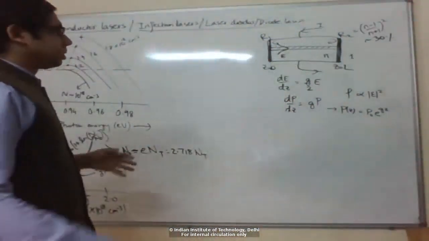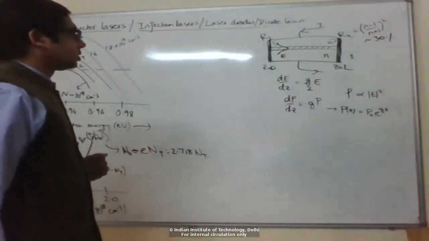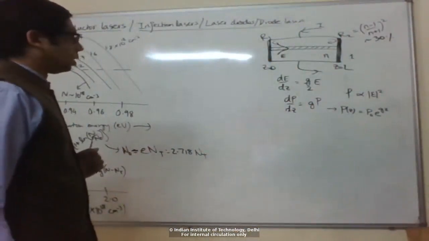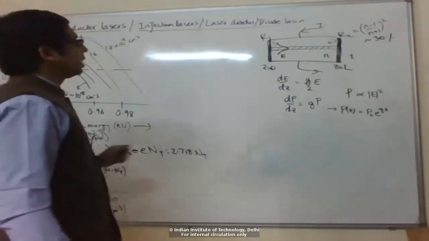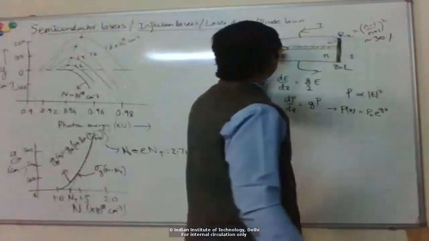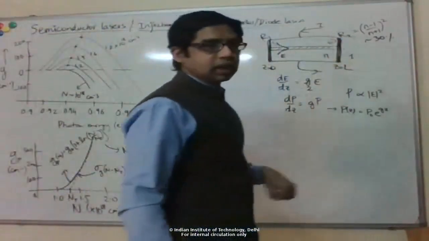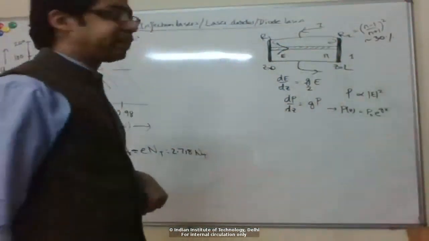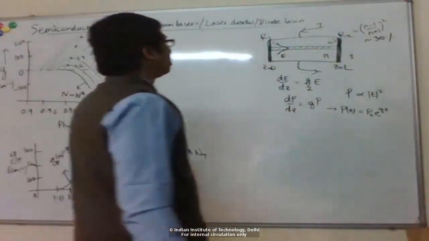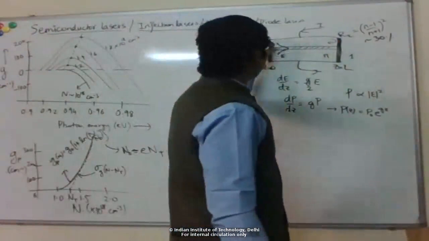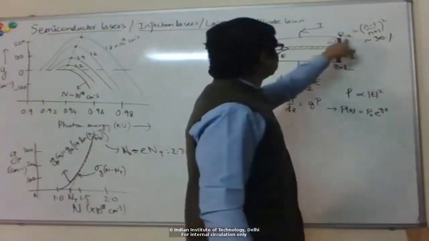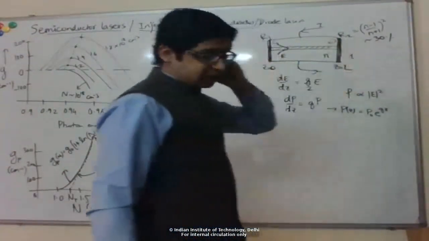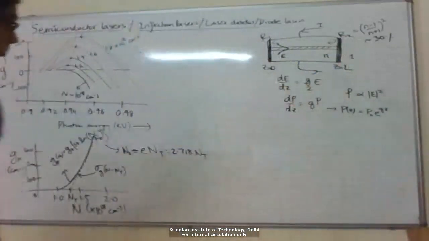If you know something about other kinds of lasers, like solid state lasers or gas based lasers, typically you want to have these mirrors be very good, like 95% or 99% reflectivity. But with semiconductor lasers, because the gain is so large, even with such low reflectivity mirrors, one can actually have a laser.